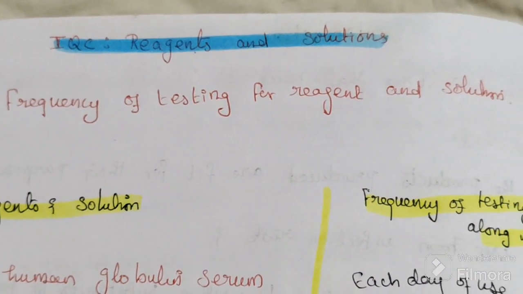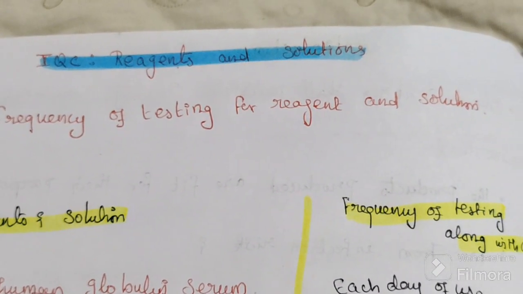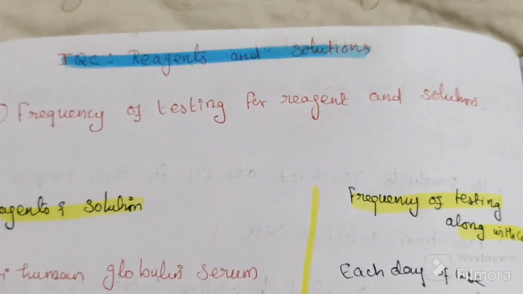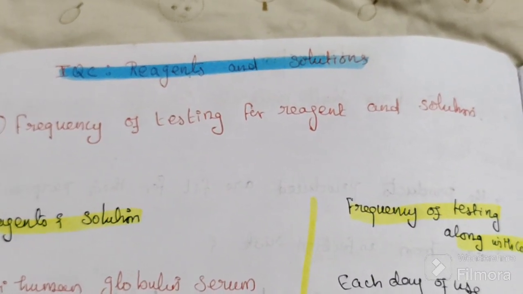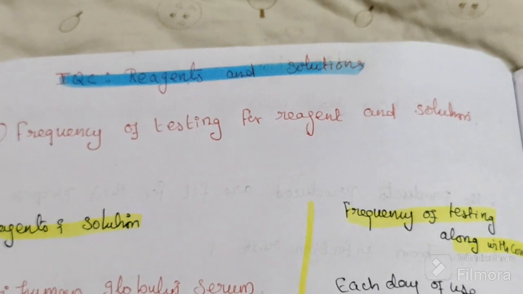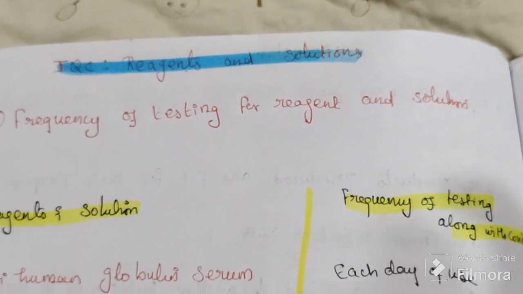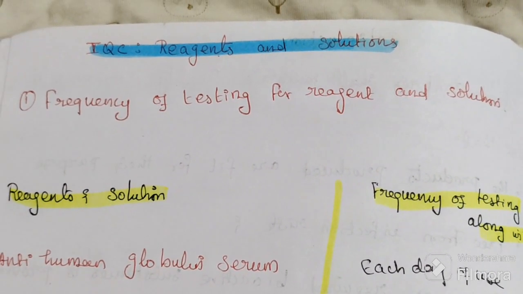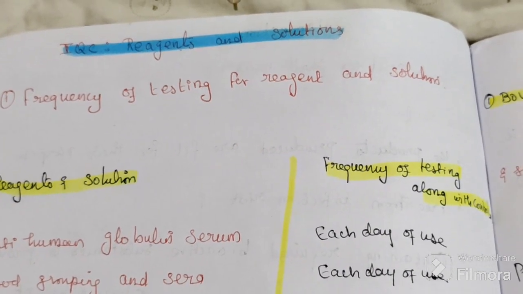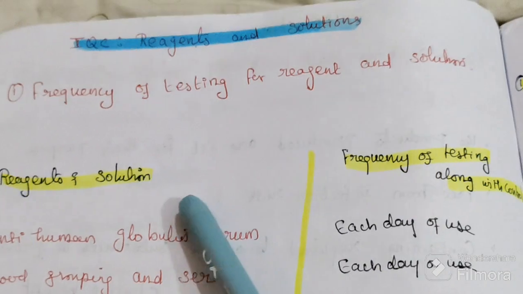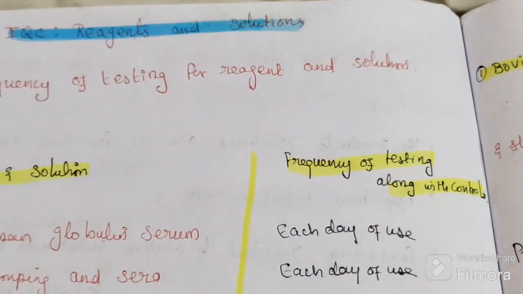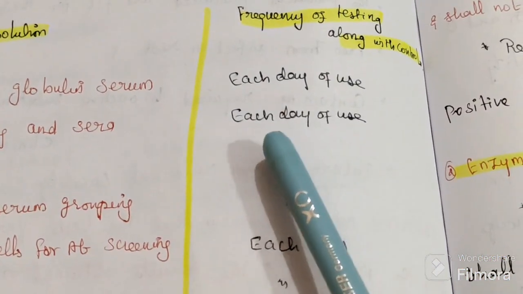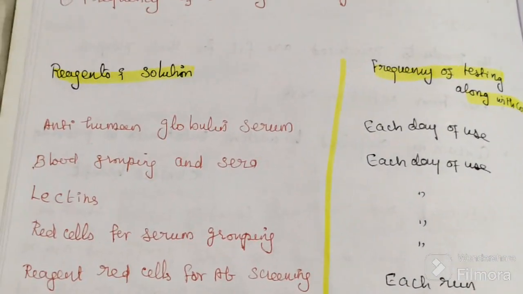Now, what is IQC? Reagent and solution. This is the recommended frequency of testing for reagents and solutions, either they are done each day or before each run. So internal quality control of reagents and solutions: this is the recommended frequency of testing for reagents and solutions, either each day of use or before each run.